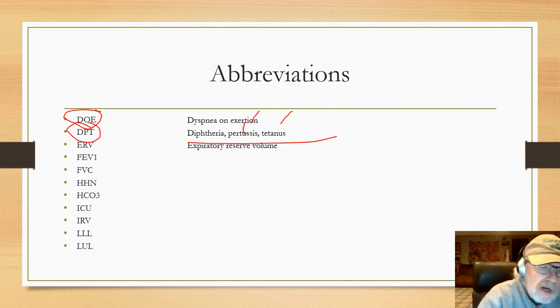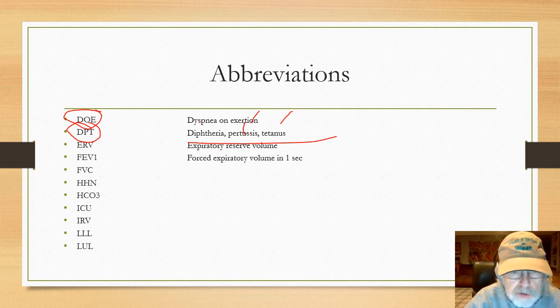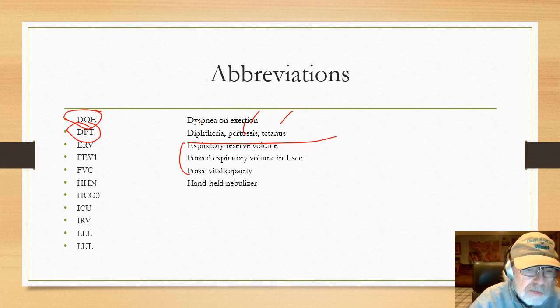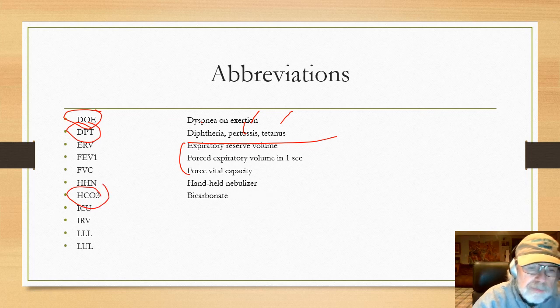ERV, expiratory reserve volume. Again, if you go into respiratory therapy, that's another one. Same thing with FEV1, forced expiratory volume in 1 second. FVC, forced vital capacity. These are all respiratory tech type terms that you might want to know. Handheld nebulizer, also with that. HCO3 means bicarbonate, okay. Bicarbonate is a buffer for acid.